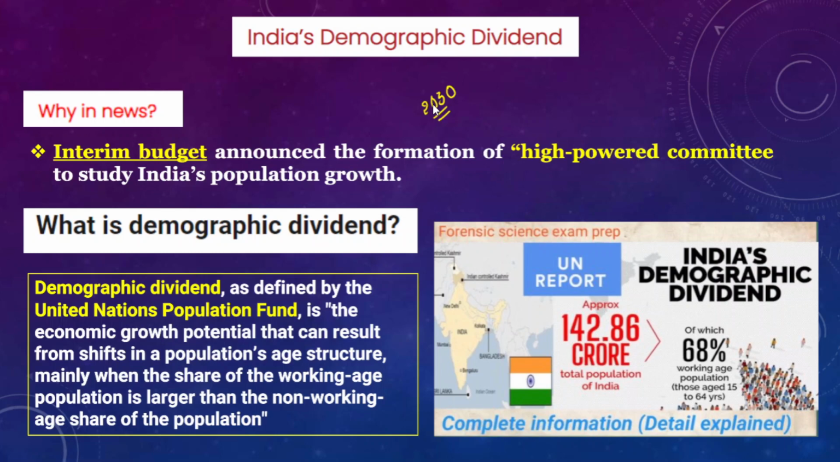So, in the last few lectures, we have talked about the interim budget 2024-25. This budget was introduced recently, and this budget talked about the demographic dividend. In this interim budget, a high-powered committee was constituted to study India's population growth, especially the demographic dividend, because as we already know, India has become the world's largest populous country, overtaking China. Now if you look at India's overall population, it is around 142.86 crore, surpassed China.